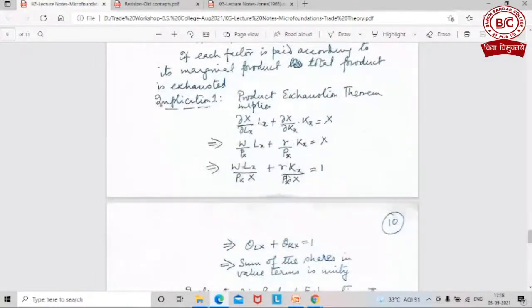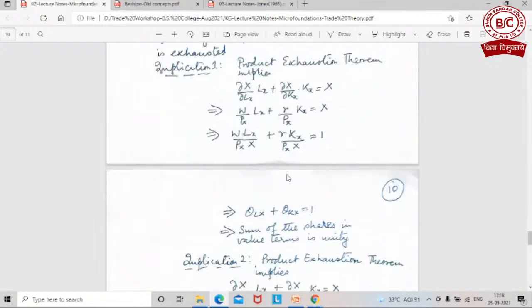So how important is the role of constant returns to scale in the context of trade theory? If there is a question like this, what is the significance of constant returns to scale? One implication is that the sum of the value shares of the workers and the capitalists must sum to 1, unity. Is it okay? This is the first implication.